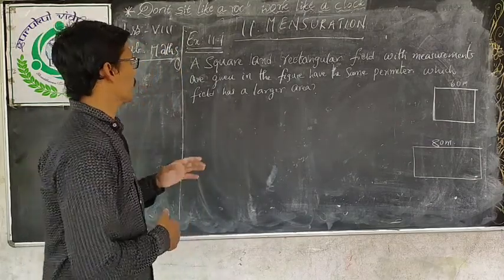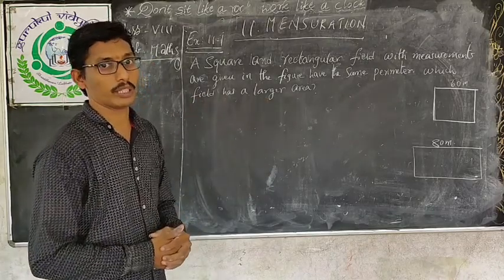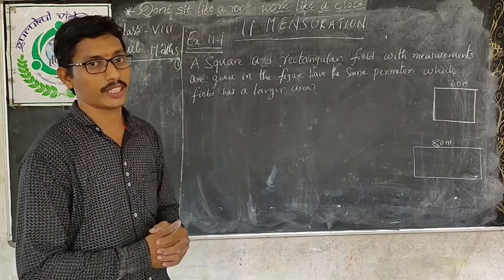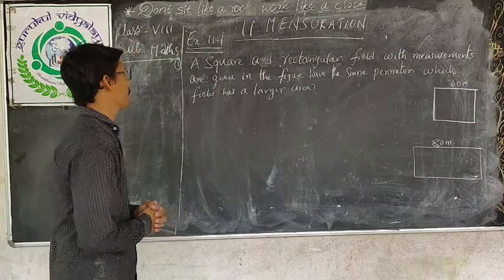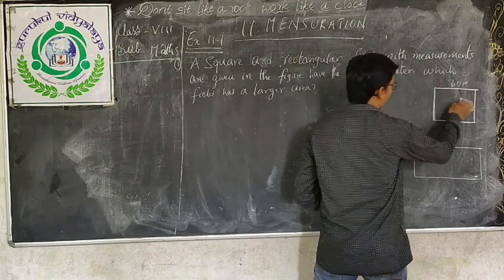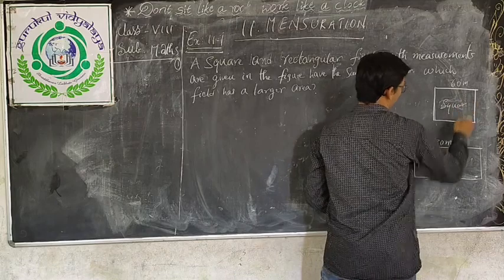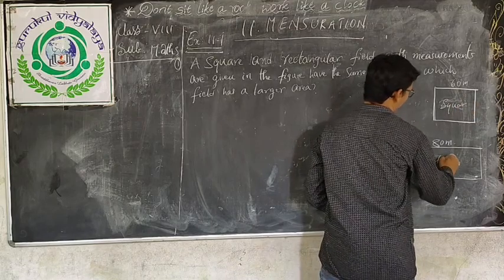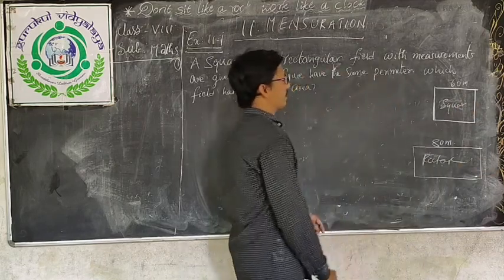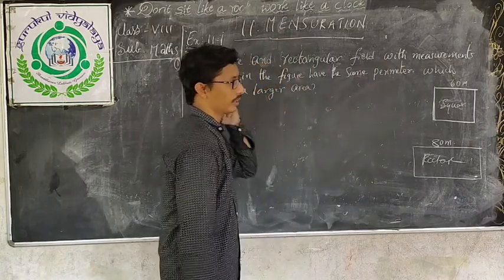And see, in this problem, what is given? Two geometrical figures are given. Two-dimensional figures are given. What are they? A square and a rectangle. A square and a rectangular field. Okay, this is a square. This is a rectangle. See children, for the square one unit is given, and for the rectangle one unit is given.